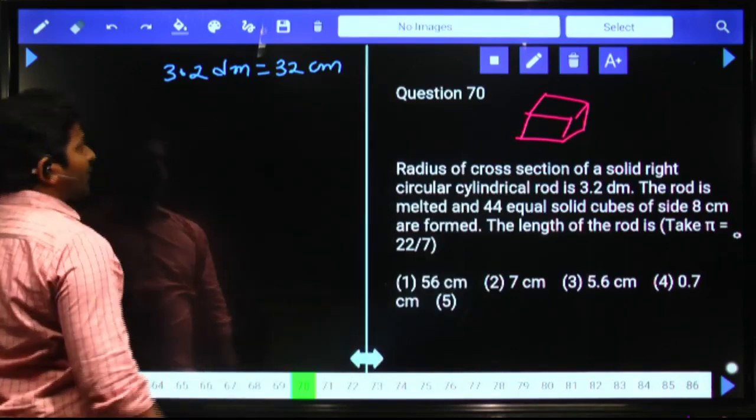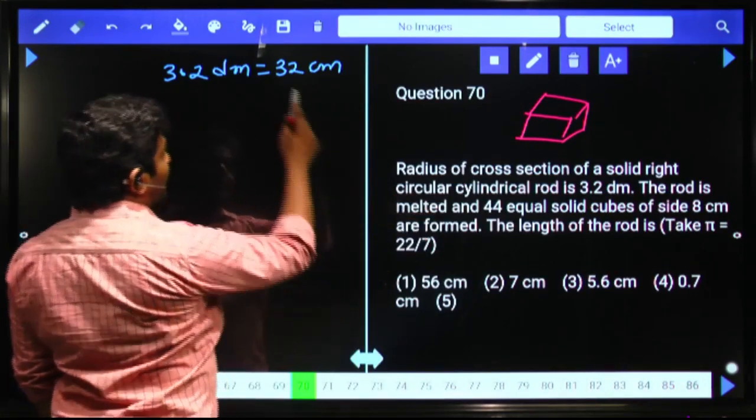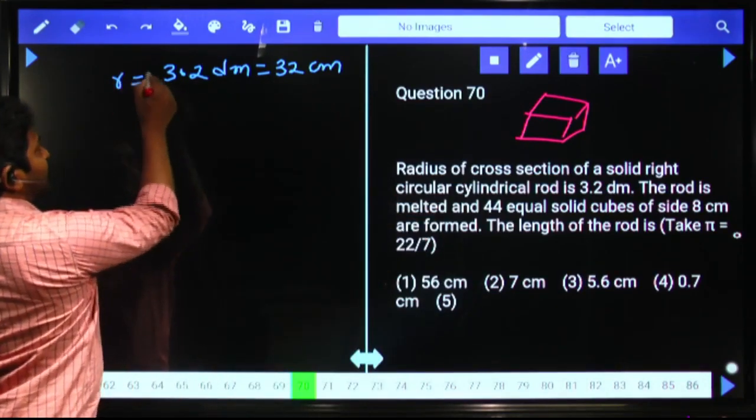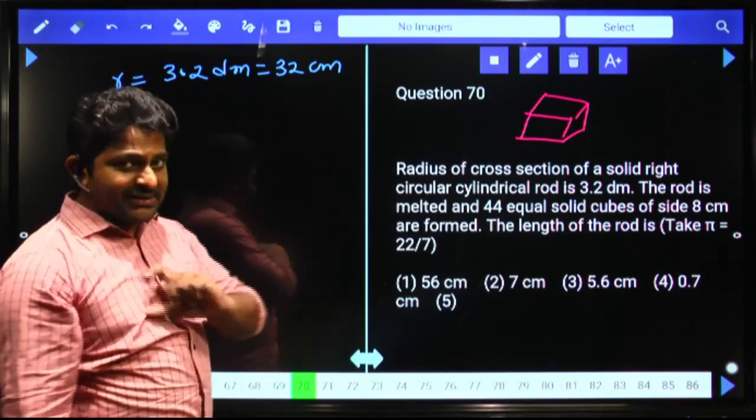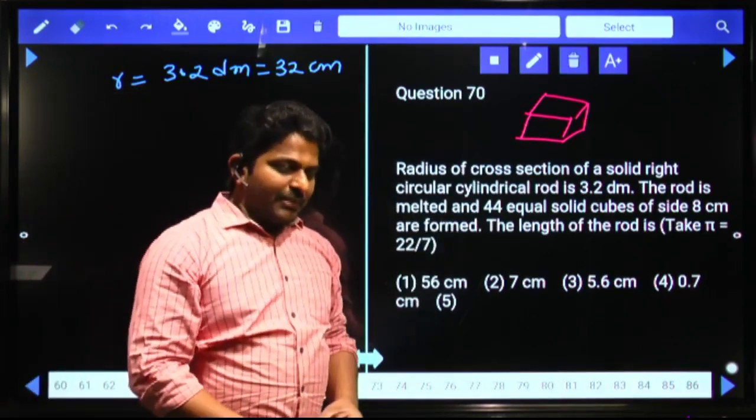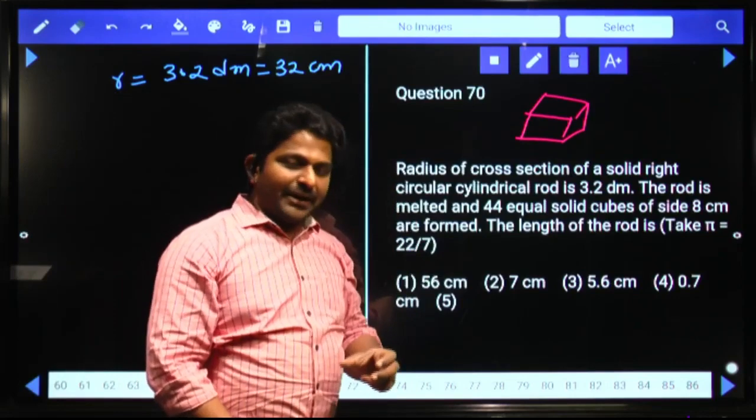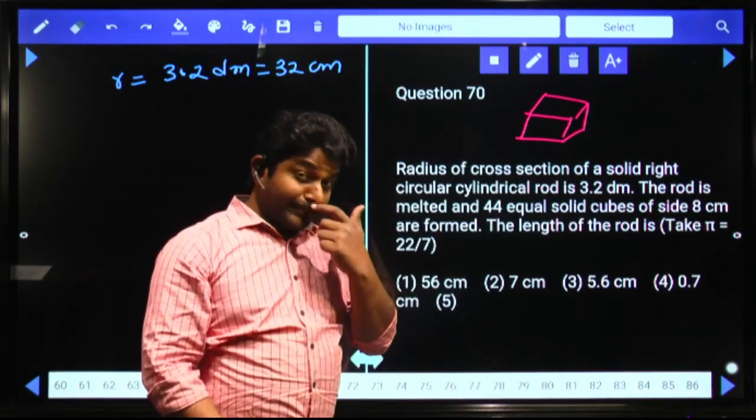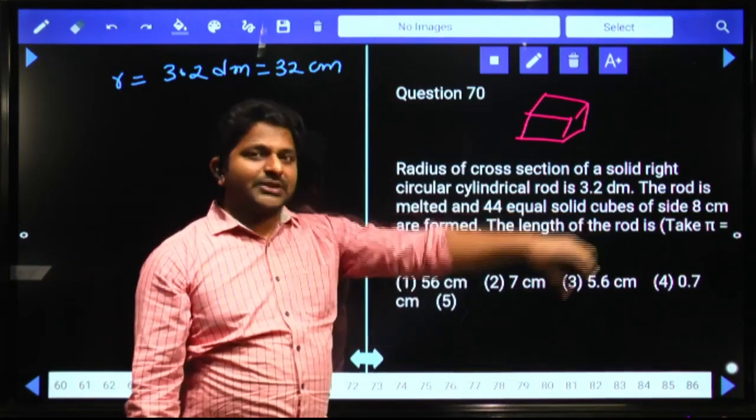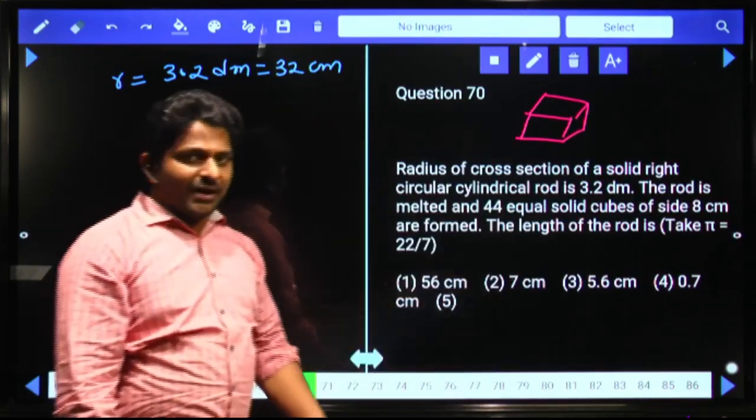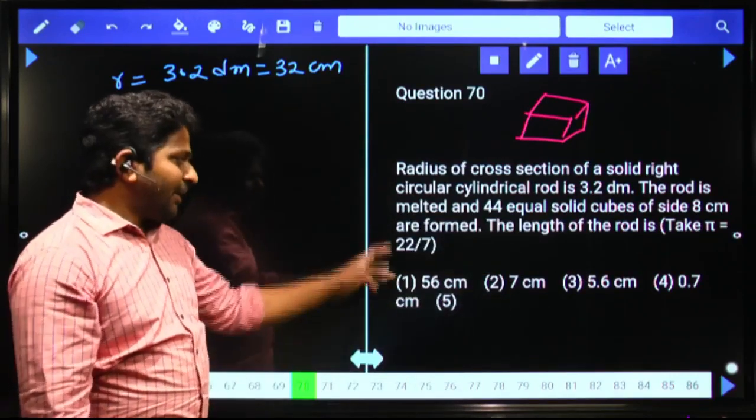Now, for the cylindrical rod, you are already given the radius. Height is not there. Height in the sense length. If we stand this straight in a vertical place, it becomes height. If we look at it horizontally, it becomes length. They asked the length of the rod, so indirectly that is height. Pi is 22/7.